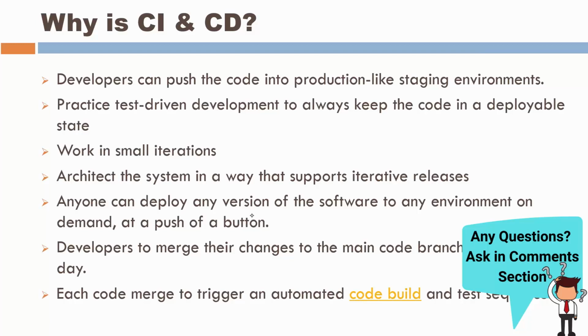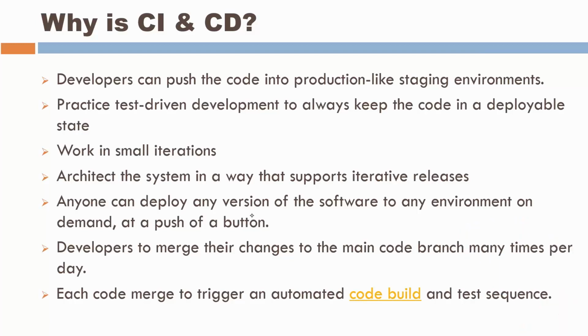Then practice test-driven development to always keep the code in a deployable state, right? So what you have to do basically is, whatever code you are pushing and committing there, this code is always in the deployable state, which you can simply deploy onto production and it will be available for all the people. Work in small iterations. You don't have to wait for multiple months, for example 4, 5, 6 months, to deploy your code. Every day you can deploy it. So in small pieces, you are delivering your code.